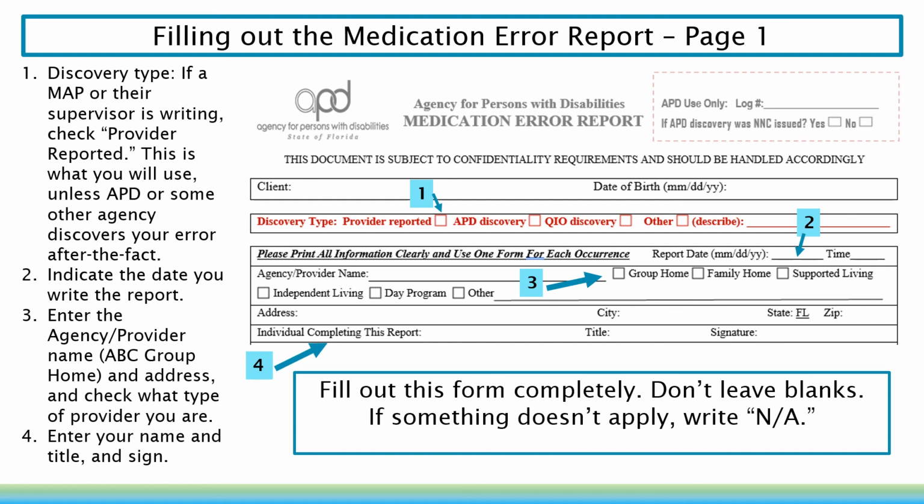Secondly, you're going to indicate the date that you write the report. Third, enter the agency provider name, Evans Group Home, and the address, and check what type of provider you are. Fourth, enter your name, title, and sign. Filling out this form must be done completely. Do not leave blanks. If something doesn't really apply, write in N/A.